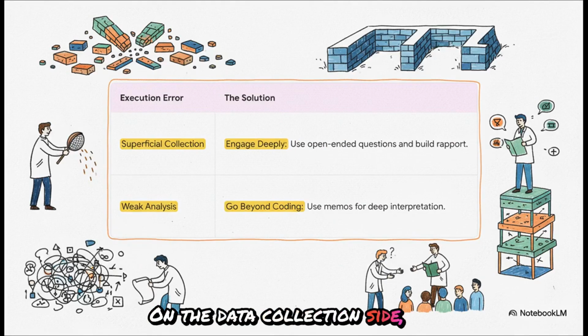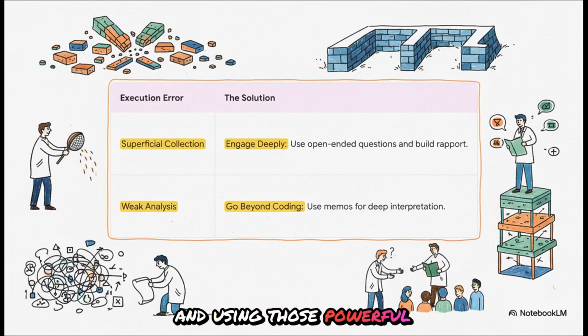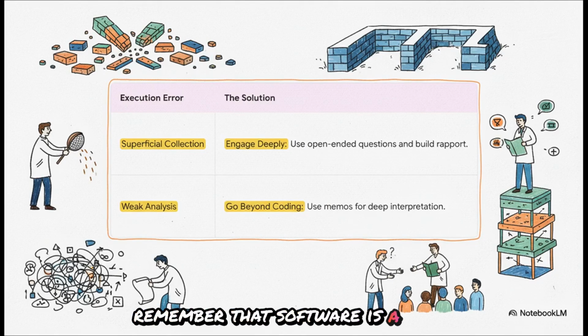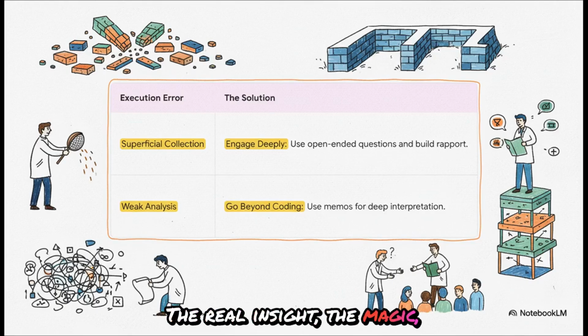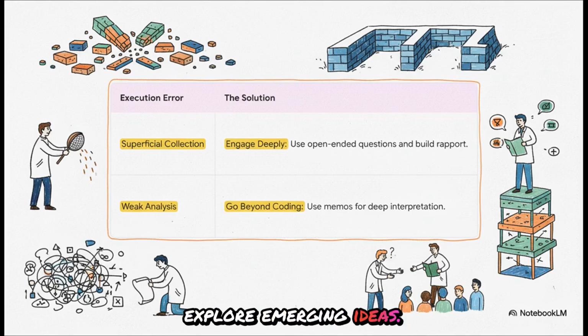So this really shows the 2 sides of the execution coin. On the data collection side, we avoid getting that superficial stuff by really building rapport and using those powerful open-ended probes. Then, for analysis, we have to remember that software is a tool, but it doesn't do the thinking for us. Coding is just the first step. It's organizing. The real insight, the magic, happens in the deep interpretation. A great way to do this is by writing analytical memos, basically notes to yourself where you start to connect the dots and explore emerging ideas.